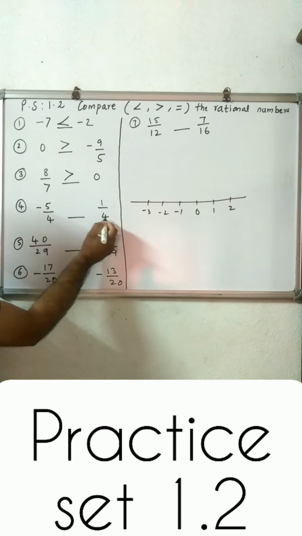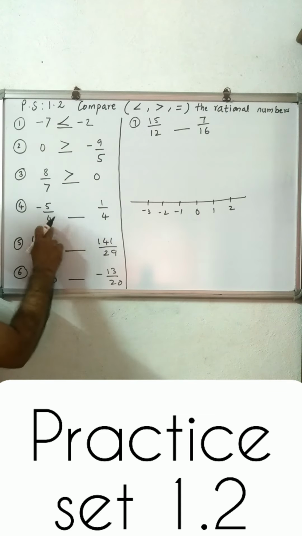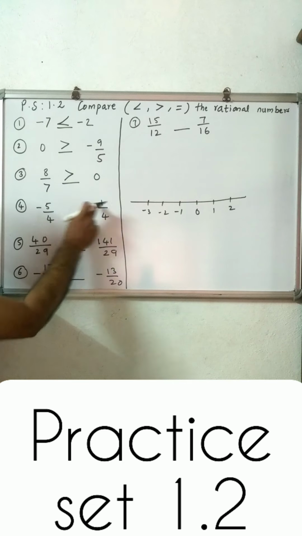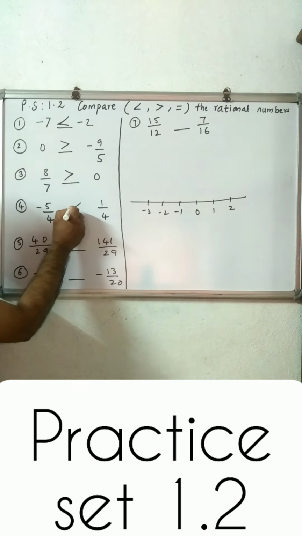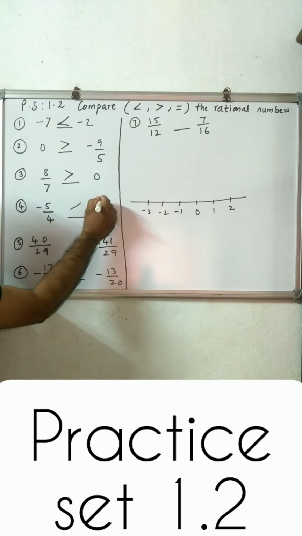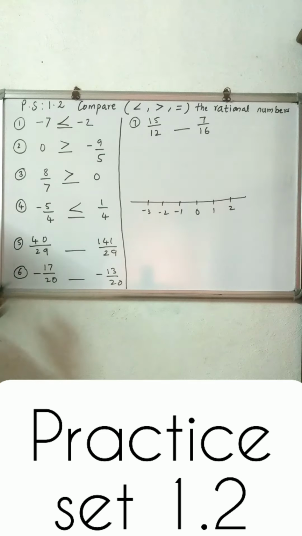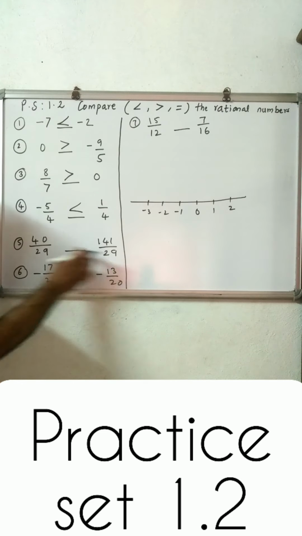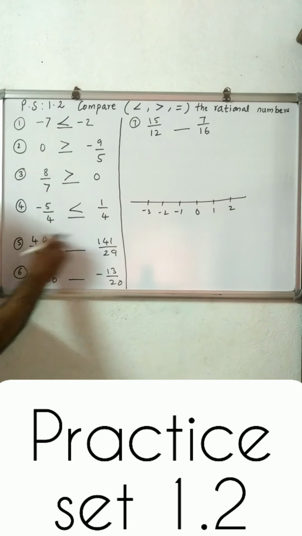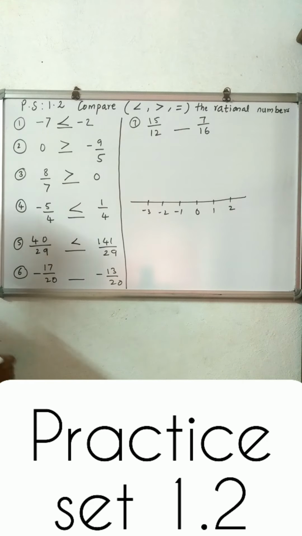So the denominator is same. First check if the denominator is same, then we can compare the numerators, minus 5 and 1. So 1 is greater than minus 5. Here also the denominator is same. So when the denominator is same, we can compare the numerators. So 41 is greater than 40.